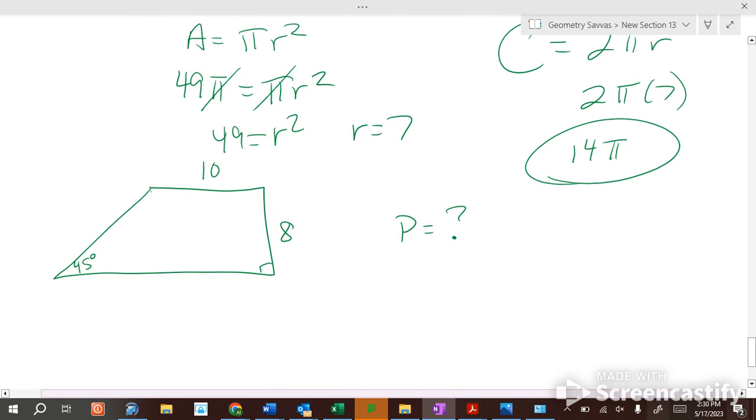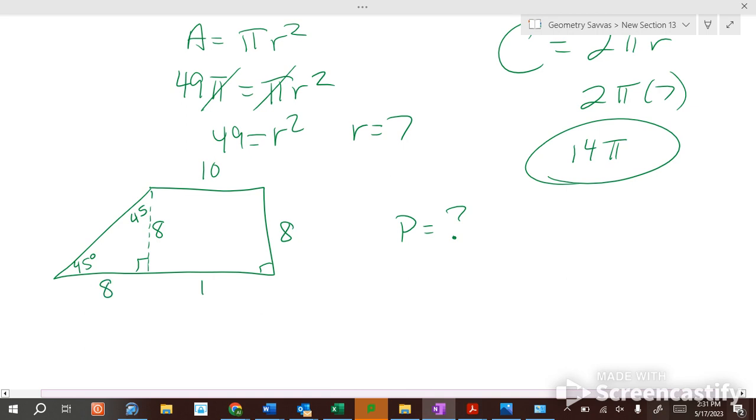Now this one is a little trickier. To figure out this one, we want to figure out the perimeter. I've got to figure out that slanted side. And the slanted side isn't like any of the other sides. So I've got to do a little more math with that. What I'm going to do is split up this figure. So if this is 8 here, this is 8 here. It's part of a what triangle? 45, 45, 90 triangle.